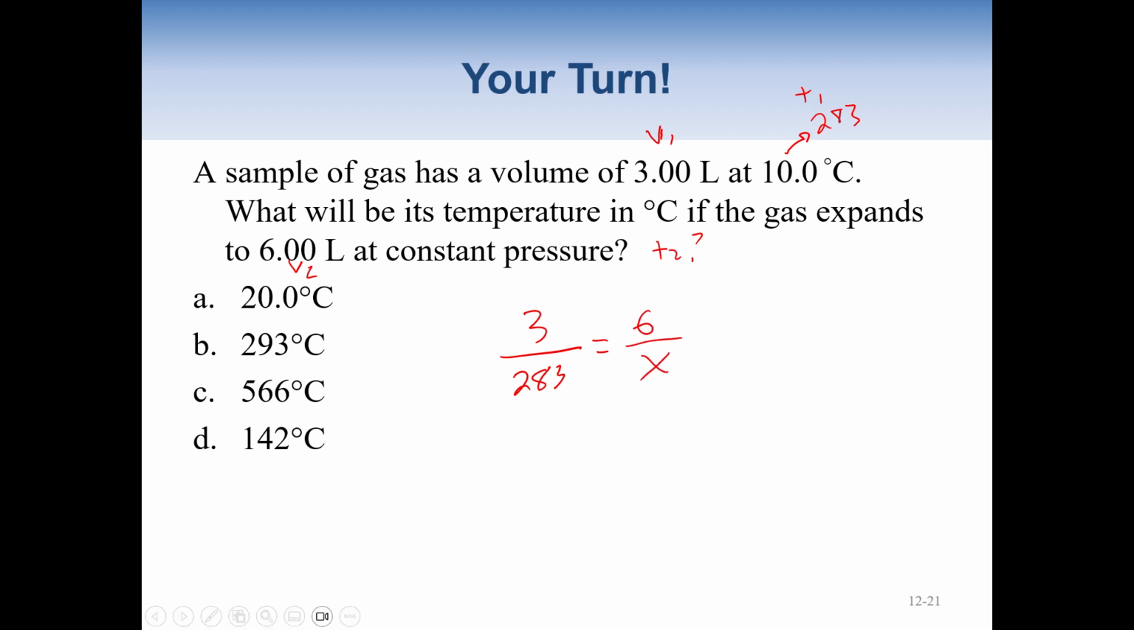We are going to then cross multiply. 3x equals 283 times 6, and then we're going to solve for x. 283 times 6 divided by 3 gives us 566 Kelvin. But then we have to convert that to degrees Celsius because it's asking for the answer in degrees Celsius. So to convert it, we would subtract 273 and we get 293.